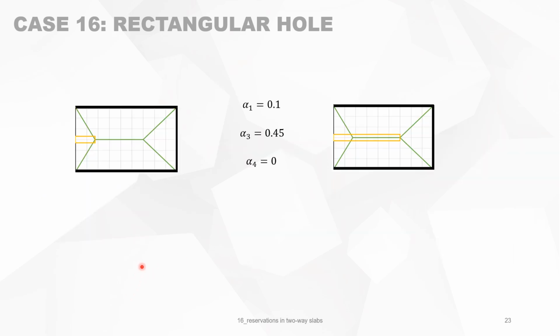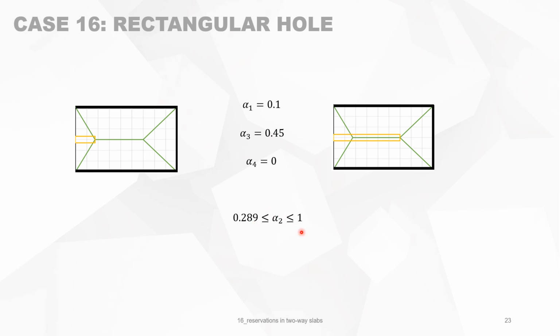Now let's have a second example of a reservation in the slab going from this side to this side, and you want to know what is now the best position. What should be B2 length? What must be the length? Because A1 I fixed at 0.1 times A and alpha 3, so it's in the middle. Let's look at this problem.